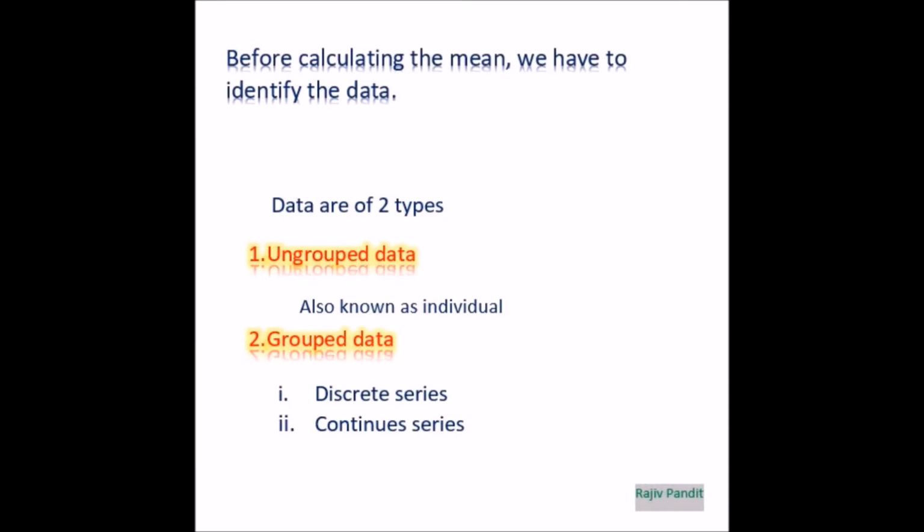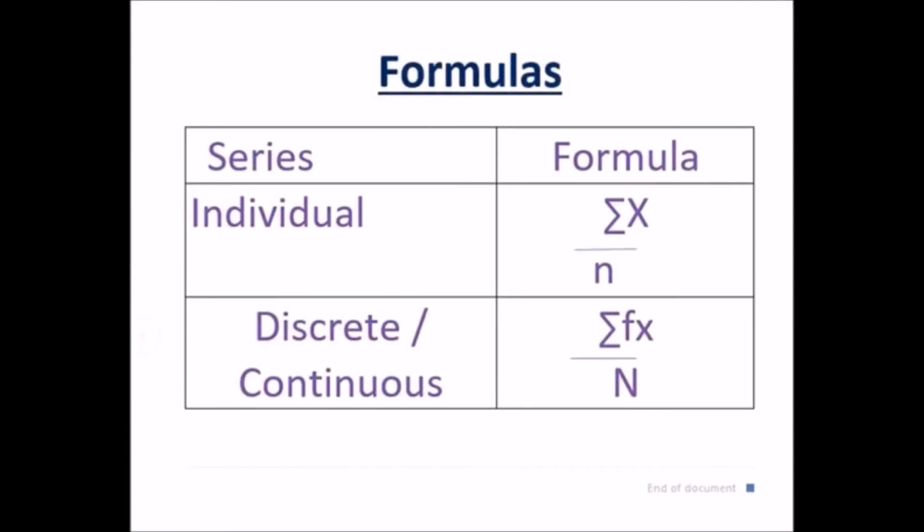Before calculating the mean, we have to identify the data. Data are of two types. Ungrouped data, which is also known as individual series, and grouped data, which are of two types, discrete series and continuous series. Formulas for calculating the mean for various series.